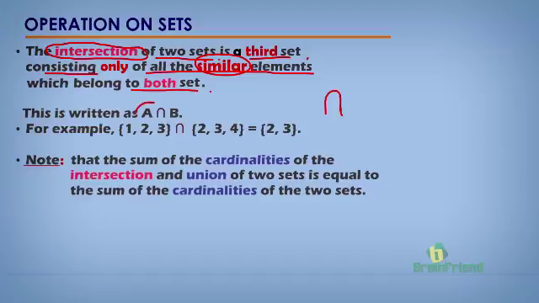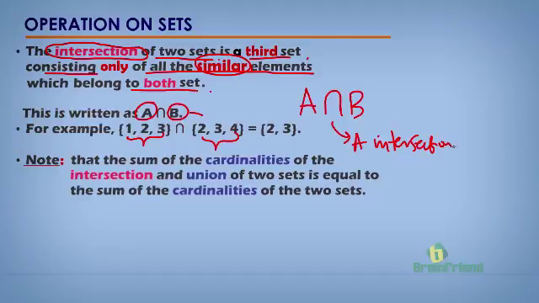So if we have two sets A and B, if A is the set that has elements 1, 2, and 3, while B is the set that has elements 2, 3, and 4, A intersection B is therefore the set that has elements that are similar in our set A and B. If we listed out the elements that are similar or common between our set A and B, we would have 2 and 3.